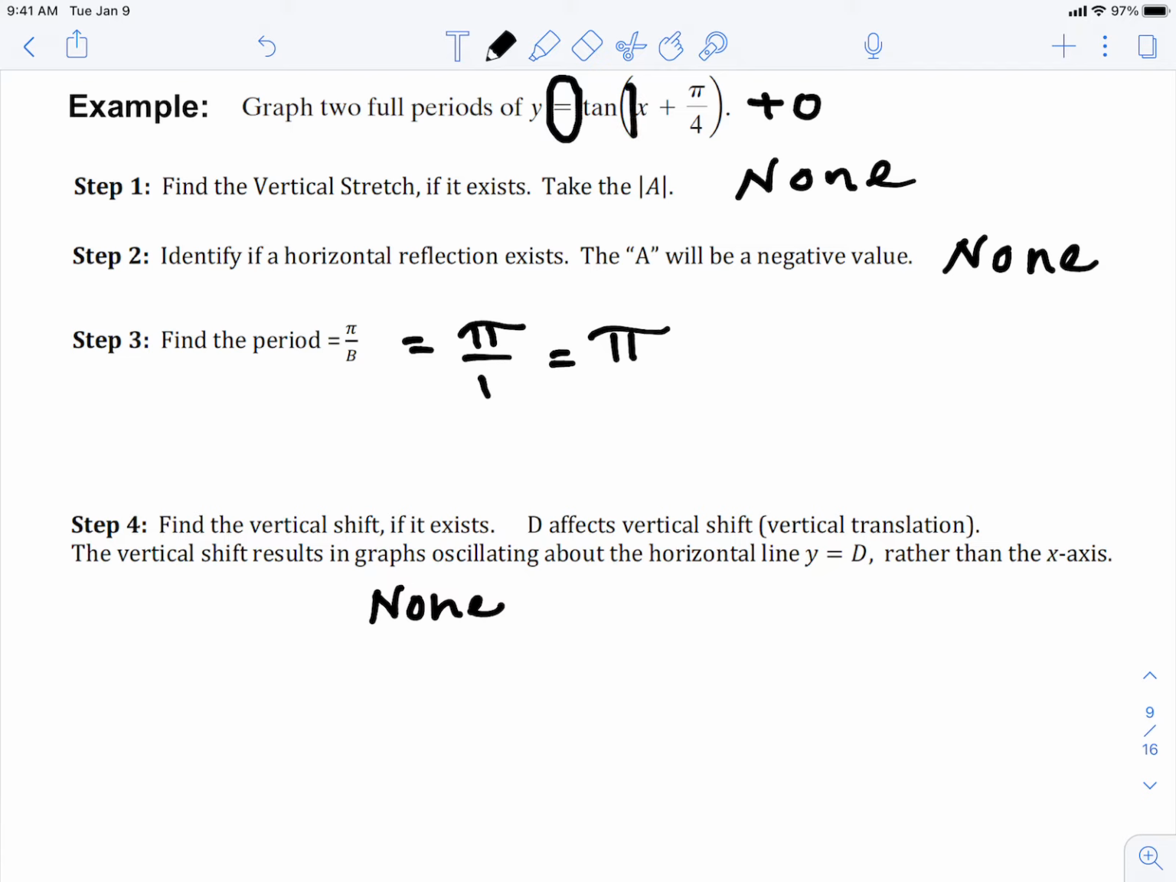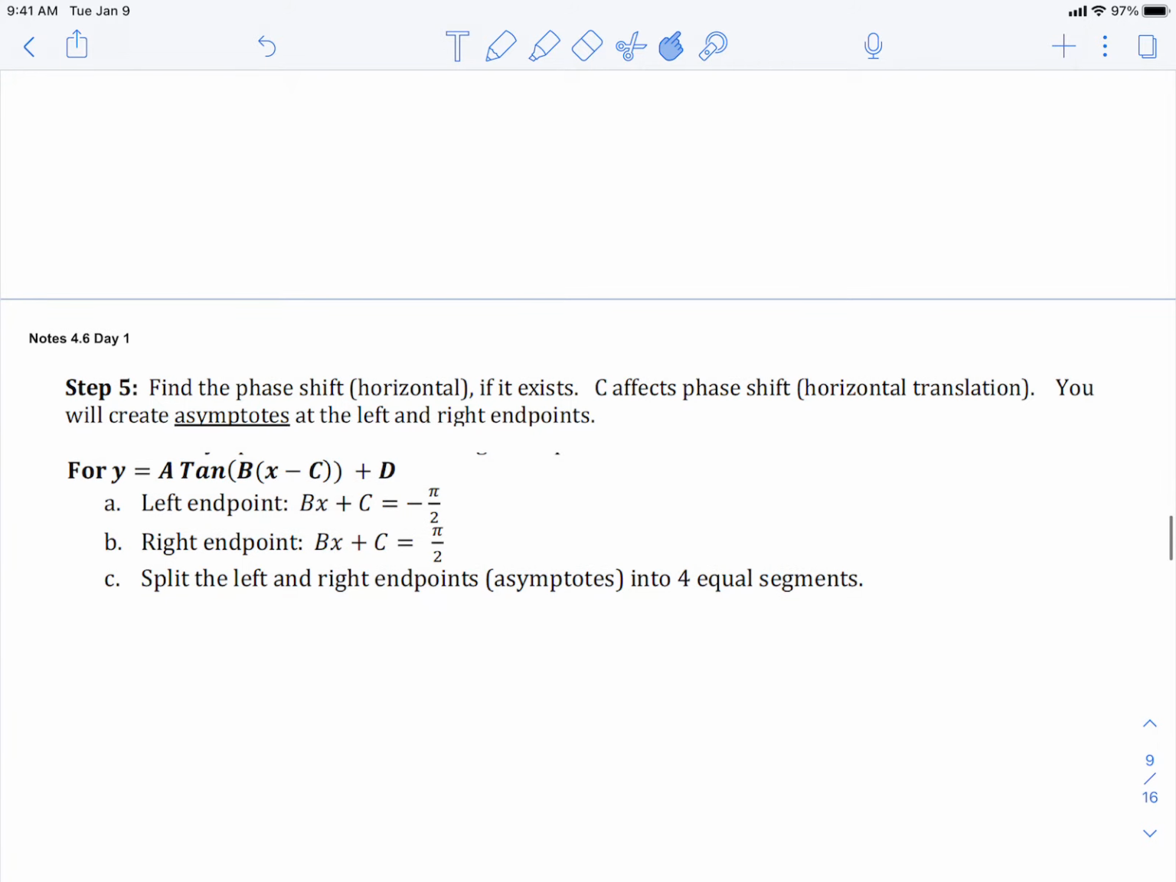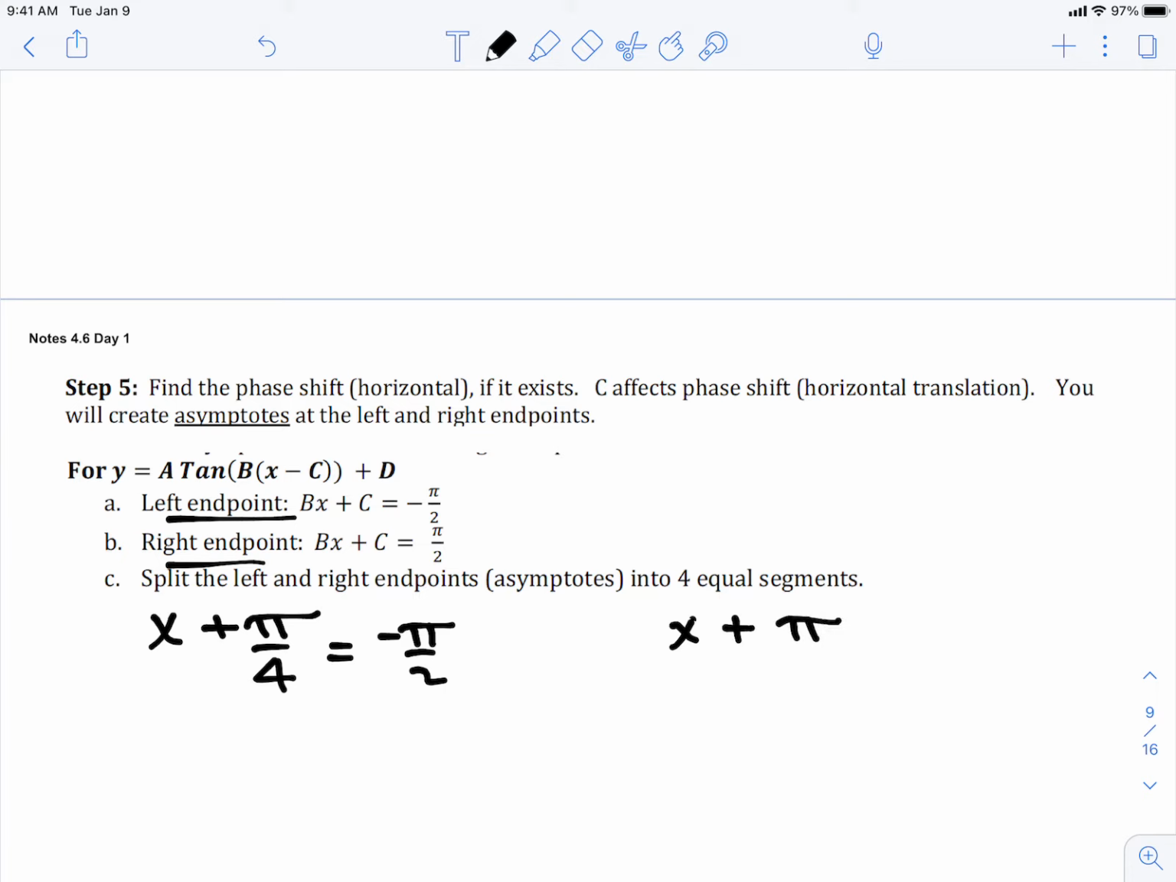All right. Next step is working with this x plus pi over 4. It's going to help you to identify where those asymptotes occur. So x plus pi over 4, and you're going to set it equal to negative pi over 2. And then the right endpoint, so the right asymptote at pi over 2. You want to solve for x, so we're going to subtract pi over 4 from both sides.